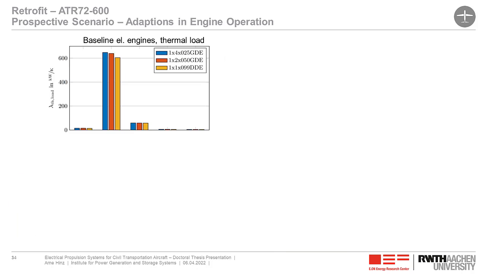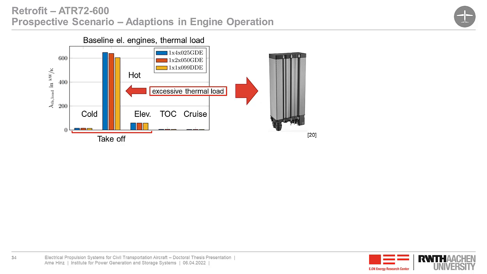What can we do? First of all, we need to analyze that the heating system has a very sharp load peak at hot weather takeoff. During cold weather takeoff, the loading is quite negligible. At hot weather takeoff, it is very remarkable, and at elevated airfield takeoff, it's moderate. During top of climb and cruise, it's almost nothing. So what can we do about this excessive thermal load? We could adapt the operation scheme of the fuel cell.